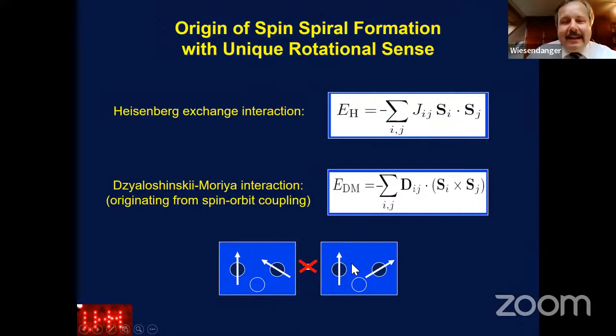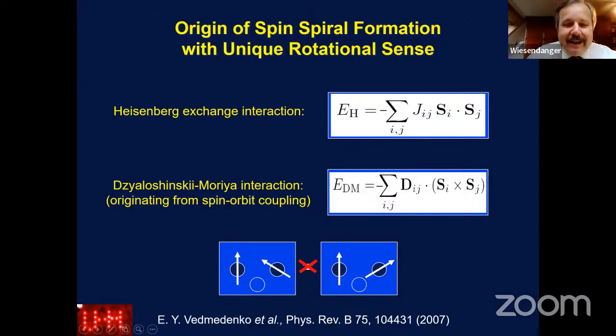And this is exactly the interpretation. And it took us quite a while, actually, to figure that out. The first publication which really explained our experimental observations was this one, with Jelena Vedmedenko as first author from my group. That was really the first publication where we interpreted our results in the correct way.